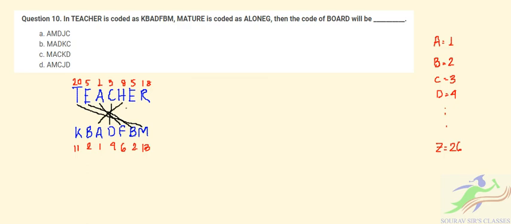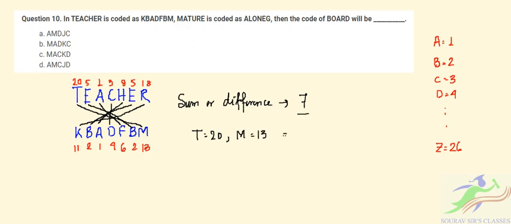H is related to A, which is 8 and 1, E is related to B, E is 5 and B is 2, and R is related to K, which is R is 18 and K is 11. So you can see that the sum or difference between each of these values is 7 only. Suppose you take T, which is 20, and M equal to 13, so the difference is nothing but 7.